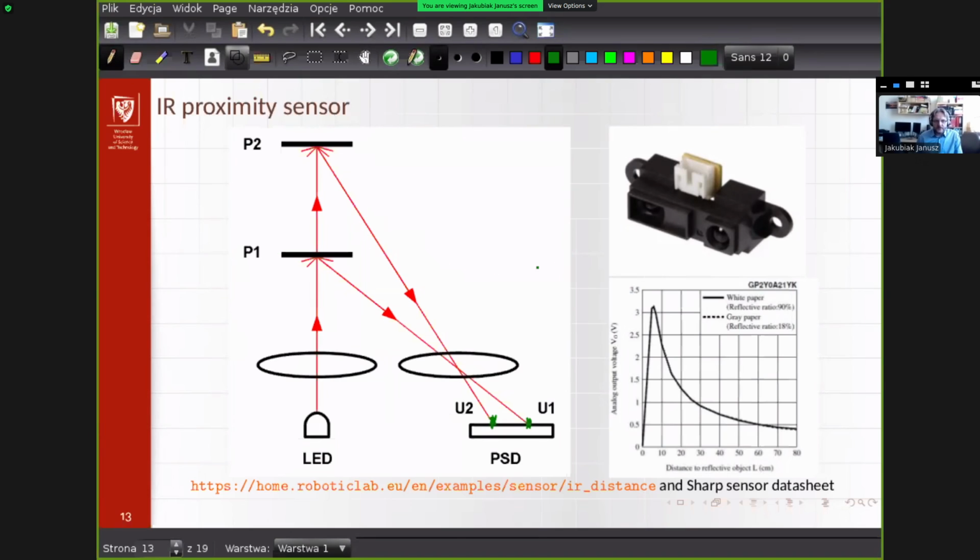Quite a simple solution. The problem with the sensor is that it's not linear. As you can see, the response to distance is non-linear. You have higher precision in the close range. So when you move the object here, the shift of the pixels is bigger.